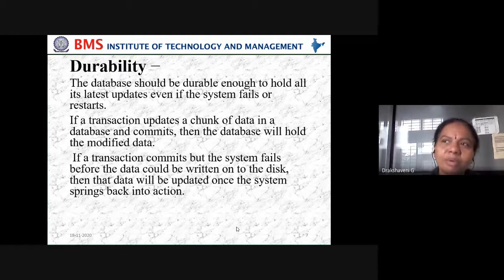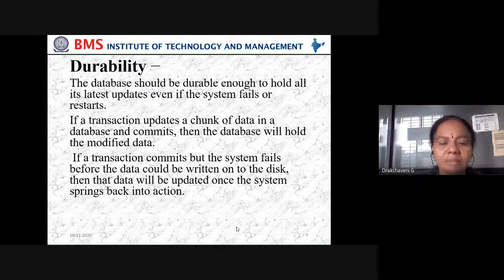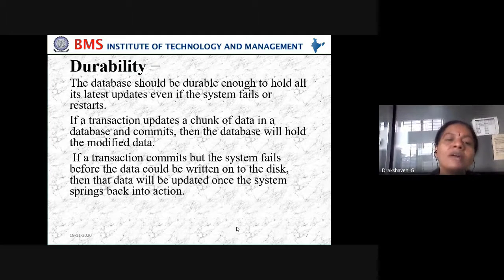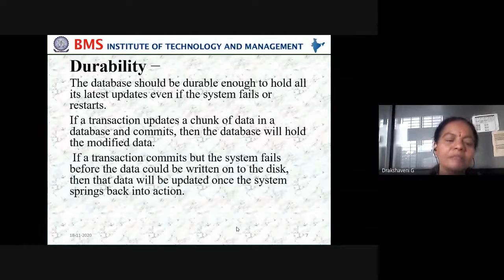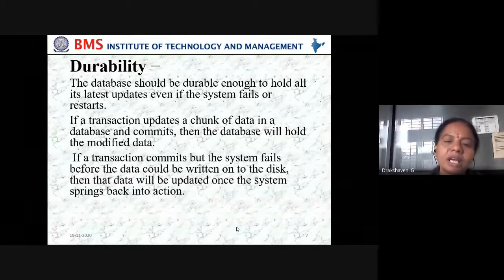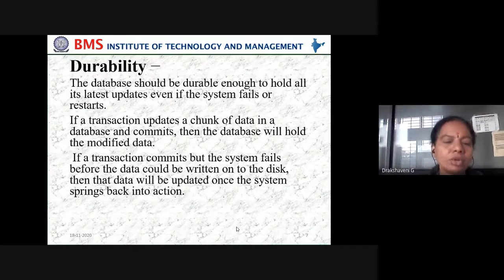After purchase, after 1 year, there was some problem, because the people who manufacture the mobile will have the knowledge for next products. So that's what the modified data should also be present. If the transaction commits but the system fails before the data could be written onto the disk, then that data will be updated once the system springs back into action. So that's how durability applies.